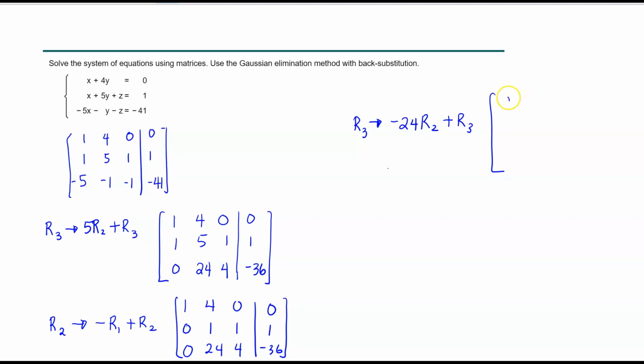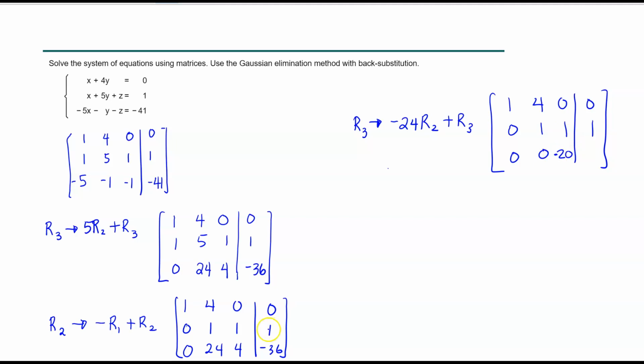So you have 1, 4, 0, 0. And then we're replacing R3, so we copy row 2, 0, 1, 1, 1. And then for row 3, you would replace that by multiplying row 2 by negative 24. So negative 24 plus 24 is 0, so this is just 0. And then negative 24 plus 4 is negative 20.